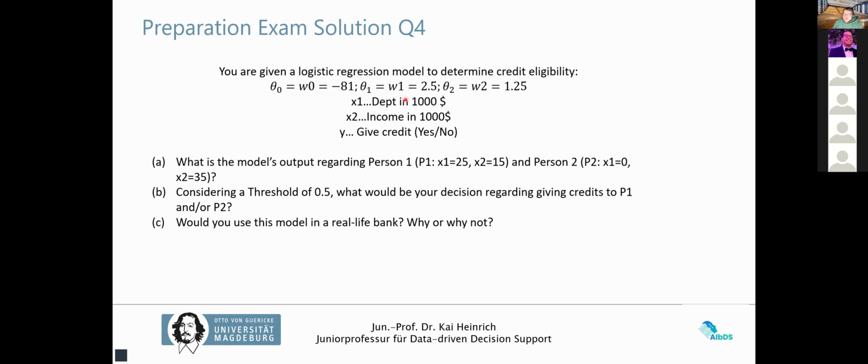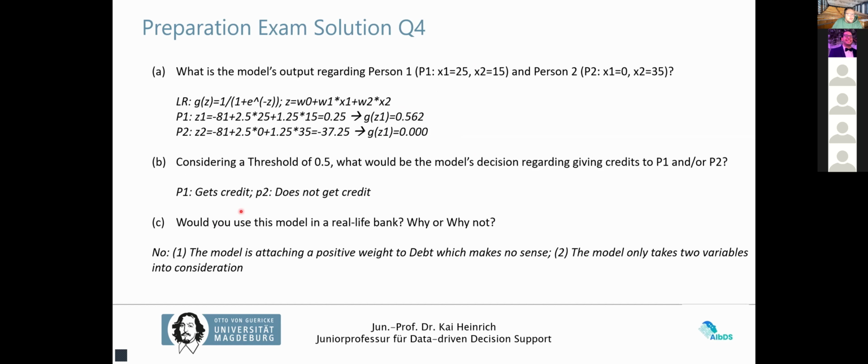Now you could discuss that the banks want this, so they can actually cause a subprime crisis. However, in the usual model, this is very fishy. And this is also the answer: attaching a positive weight to debt makes no sense. You could also write that the model takes only two variables into consideration. This would also be a fair answer, and maybe there are some other correct answers.